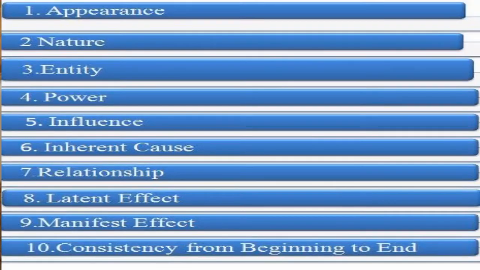And understand, all phenomena in the universe has 10 aspects. Right. That is, an appearance, a nature, an entity, a power, an influence, inherent cause, a relationship. Then it's got a relationship, a latent effect, a manifest effect, and a consistent beginning to the end. So when you look at phenomena from the standpoint of the 3,000 worlds and a momentary state of existence, now you're getting off into the teachings of Shakyamuni Buddha or the Lotus Sutra. Right. So it was Nichiren in Japan who introduced or reintroduced the teachings of the Lotus Sutra.